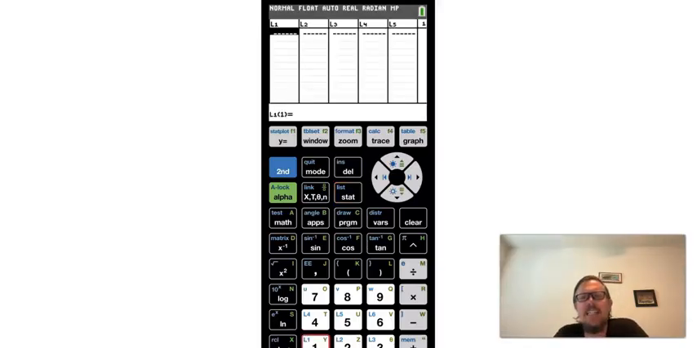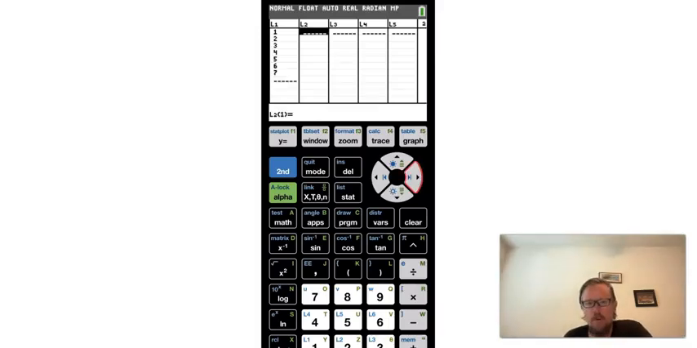So Stat Edit is going to take us to this screen that's got L1, L2, L3, L4. So stat and then the number 1 is what I pushed. L1 is where we're going to put all of our X values. And the X values for this problem were just 1 through 7. So I'm going to do 1, 2, 3, 4, 5, 6, 7. I'm pressing Enter after each number. Okay, so there's 1 through 7 for our X's.